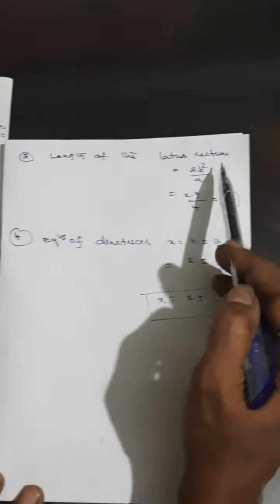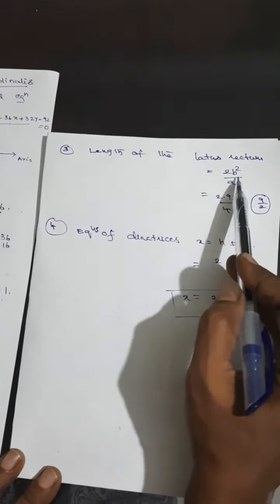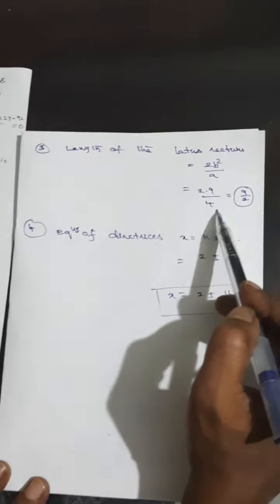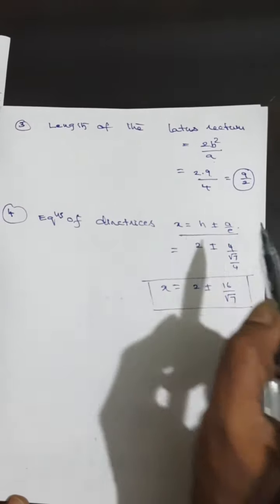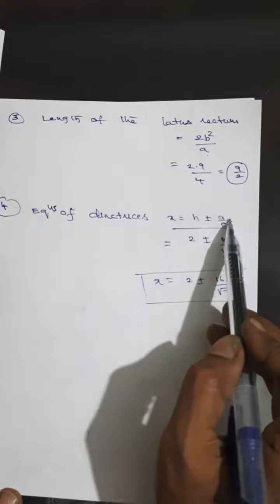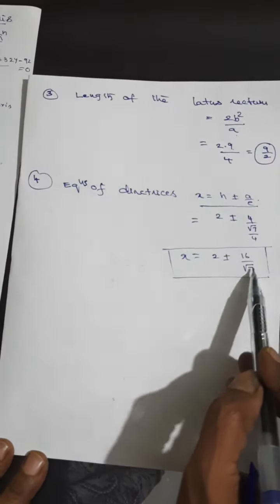Now length of the latus rectum. Formula for this is 2b square by a, that is equal to 2 into b square, which is 9, and a is 4, that is 9 by 2. And equation of directrices, formula for this is x is equal to h plus or minus a by e. By simplification, x is equal to 2 plus or minus 16 by root 7.